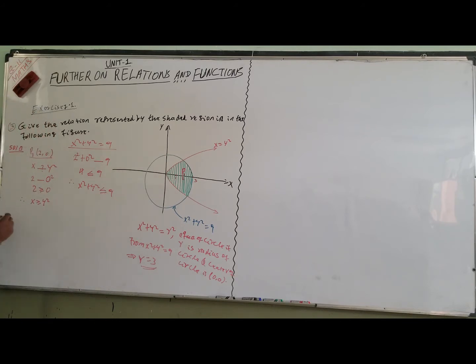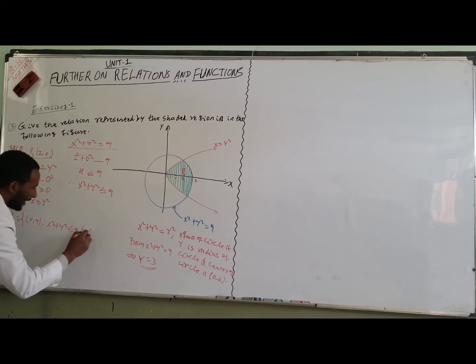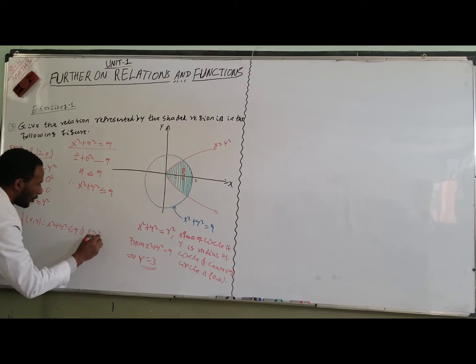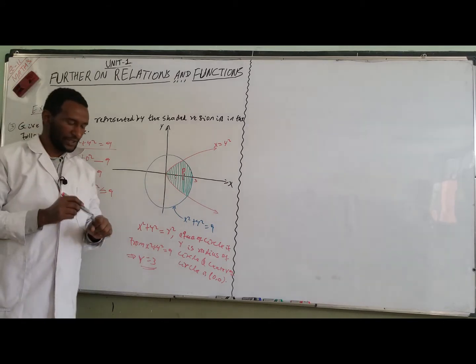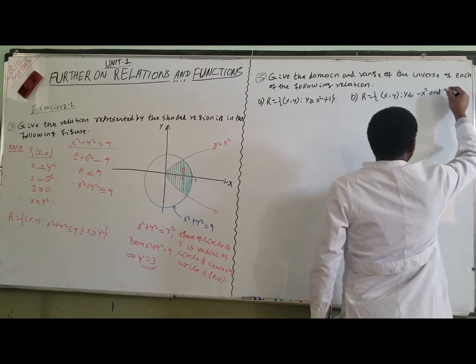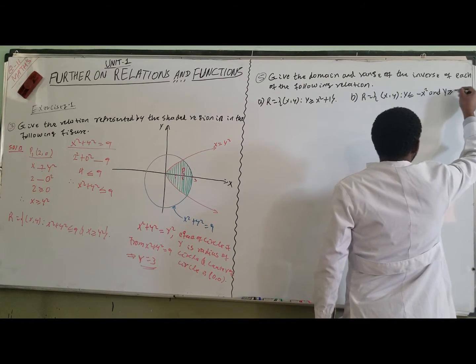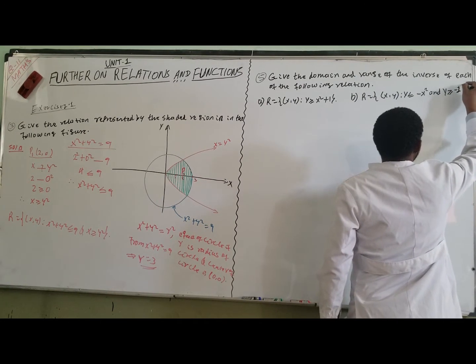Then our relation becomes R equals {(x, y) such that x squared plus y squared is less than or equal to 9 and x is greater than or equal to y squared}, which represents this shaded region, and y greater than or equal to -1.